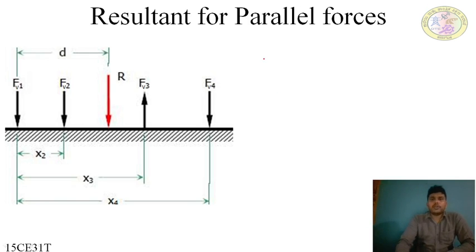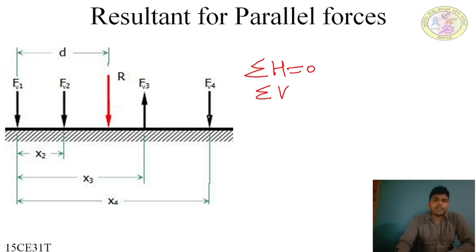In order to find the resultant, we should know the horizontal and vertical components of each force. Since the forces are not at an angle, there are no separate horizontal and vertical components. They are all directly vertical forces. There are no horizontal forces here, so sigma H equals 0. If there were any horizontal forces, we would have to add them also.